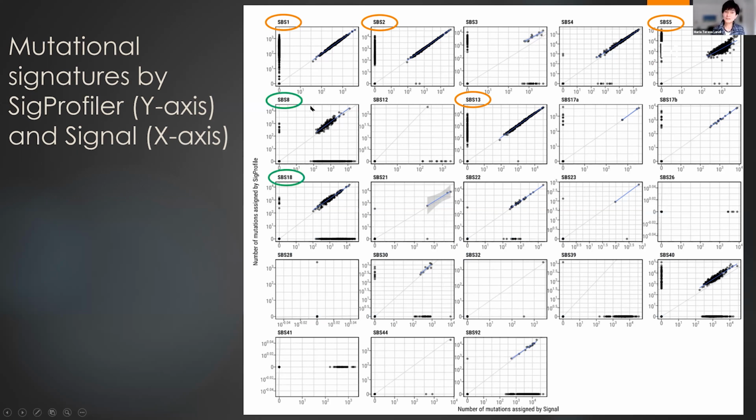And vice versa, if we looked at signature 8 or signature 18, there were many more mutations associated with these signatures according to SigNAL than according to SigProfiler. And similarly for other signatures. Even signature 4 had some discrepancy across the algorithms, but much less. And we were happy about this because we are using signature 4 a lot.